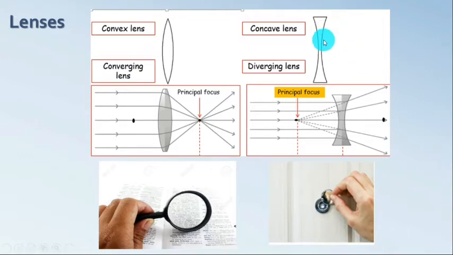Concave lens, the opposite. Its name is diverging lens. Diverging because what? All the lights, they diverge. They move in different directions. They never meet. We call it diverging lens because it diverges the beam of rays. Okay? Example for a concave or diverging lens is what? You know these spy holes in the doors? Yes, it's an example of concave lens. And the example for convex lens is what? A magnifier.